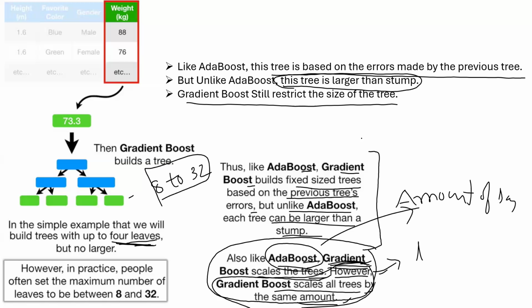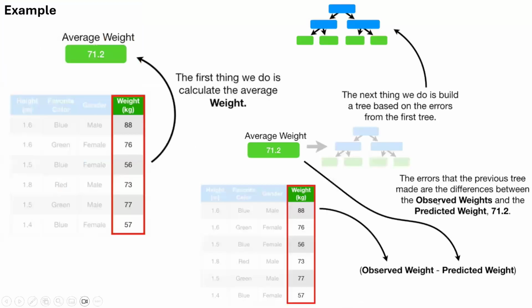Now going back to the next slide. Look at this. The first step is finding the average weight. The average weight for all these values is 71.2. So this is the initial leaf for us. After constructing the initial leaf, which is the average weight, the next step is to build the second tree based on the errors made by the first tree.